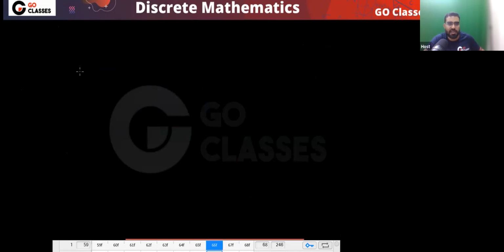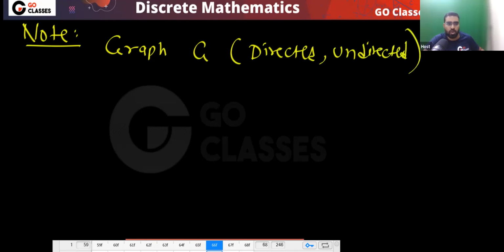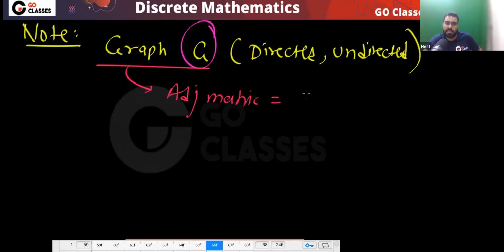So finally, whatever graph you have, this is the final conclusion, and it is important. You have a graph G. This graph G can be directed or undirected, it does not matter. Simple or with loops, it does not matter. For this graph G, let's assume you have the adjacency matrix, and this adjacency matrix is M.